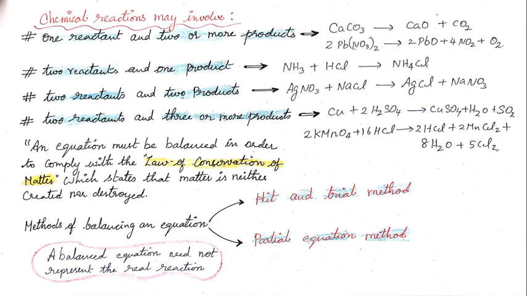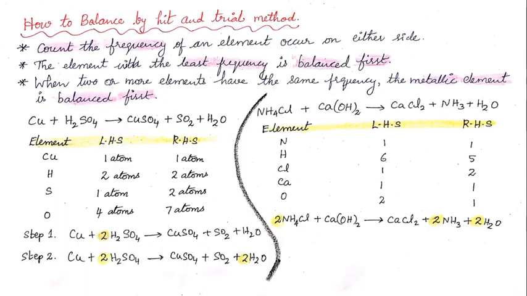Before that, we learn the method of balancing the equation. Generally we have two methods: one is the hit and trial method and the other is the partial equation method. The partial equation method is not in our syllabus; we learn only the hit and trial method. And remember that a balanced equation need not represent the real reaction. It may vary. How? Let's see that.